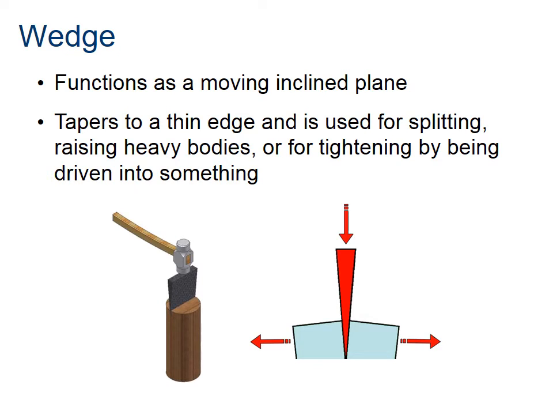So next, let's take a look at a wedge. And you can think of a wedge as two incline planes put together back to back, but it moves. Instead of pushing something up the ramp or up that slope, the incline plane, we move the incline plane. So what is shown here is someone splitting wood, and this is a real common application.